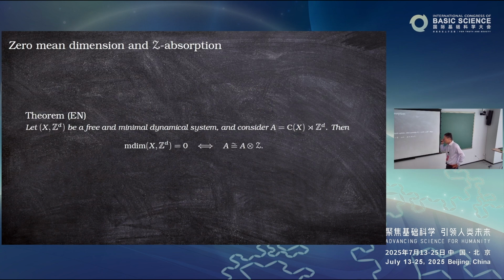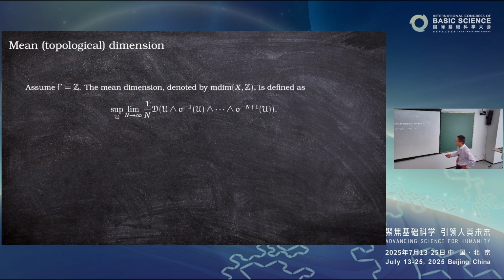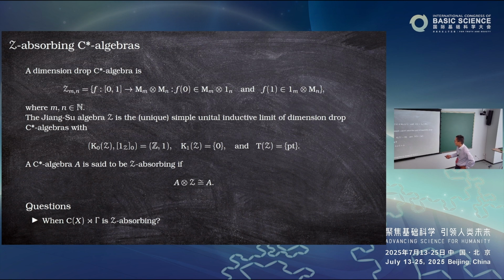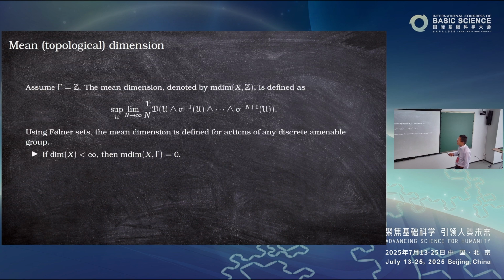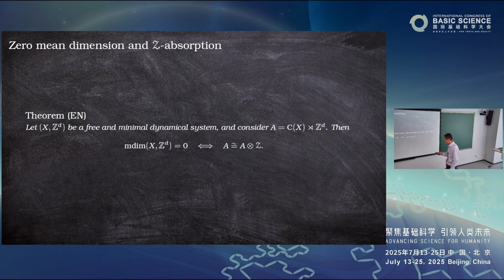Then here is the characterization. So here is the kind of the answer of this question. So how can we relate this C-star algebra regularity property with some dynamical system regularity property? Turns out that they are equivalent. Let's look at Z^d action. We can say something more general, but let's look at the Z^d action. In this case, the C-star algebra is Z absorbing if and only if the mean dimension is 0.